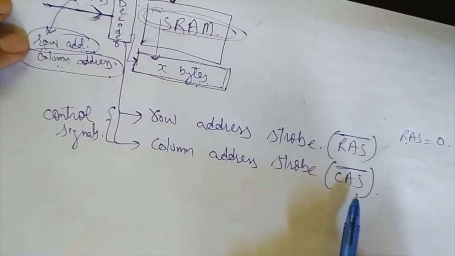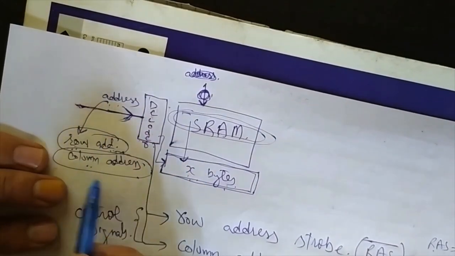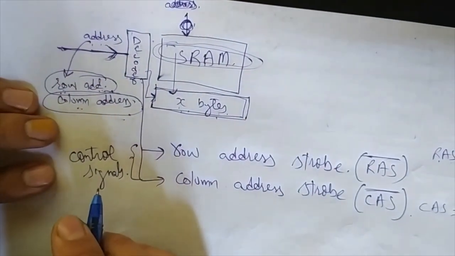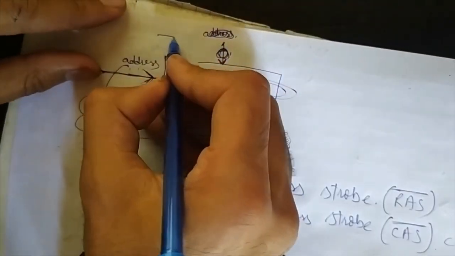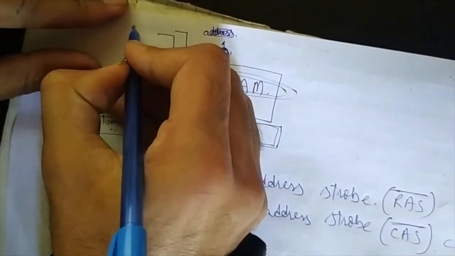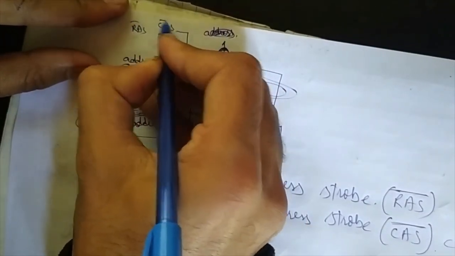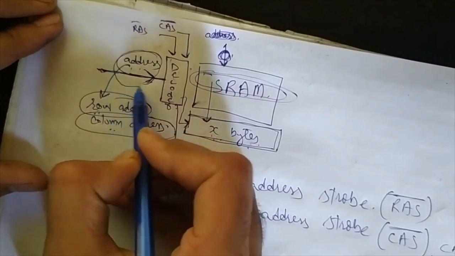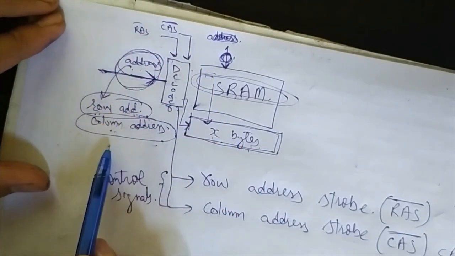Likewise, for column address strobe, if CAS is zero, that means the address available on this address line is the column address. And if it is one, it is not the column address. Okay, so the decoder gets two control signals, RAS and CAS, row address strobe and column address strobe. These are two control signals that inform the decoder of the type of address carried by this address line, whether it is a row address or a column address.